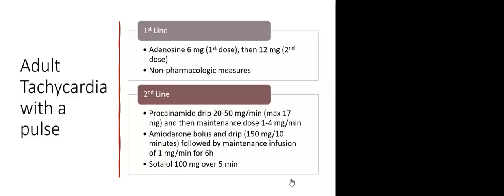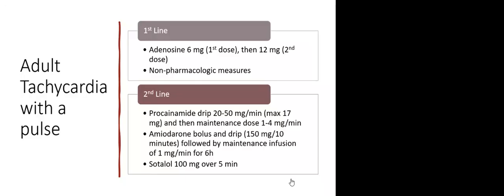Adenosine is a very rapid-acting drug with a short half-life, and the way that it works is it decreases automaticity and it slows conduction in the heart. We do want to monitor the patient after adenosine administration because it can cause bradycardia and hypotension. The administration of adenosine starts with a 6 milligram dose for the first dose, which is a rapid IV push followed by rapid flush. And then if the patient does not have a response, we will try a 12 milligram dose push administered in the same way.